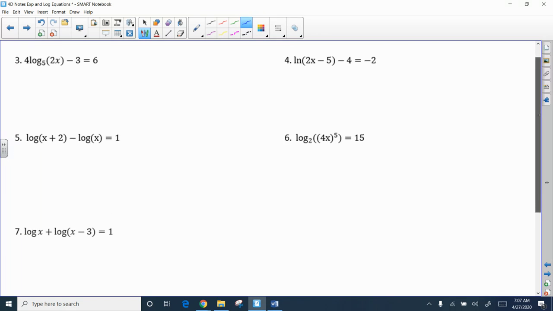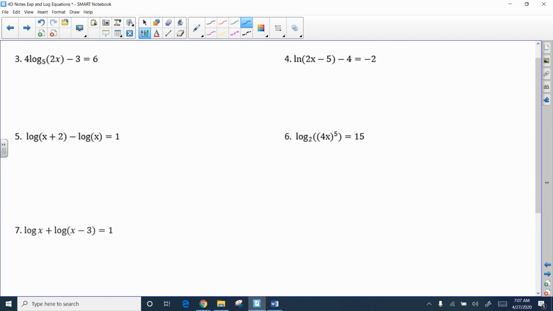So we are on number 3. We are trying to solve for 4 log base 5 of 2x minus 3 equals 6. Step 1 will be to isolate. The part that we're trying to isolate is the logarithmic part, so log base 5 of 2x. The log and then what we're taking the log of, that's what we're trying to isolate.